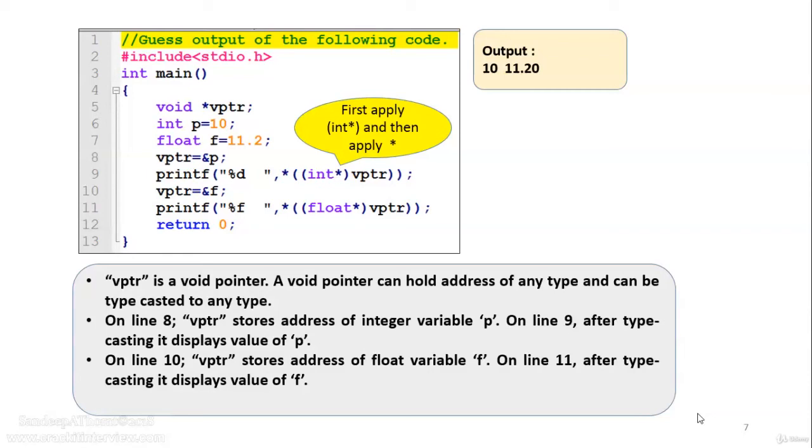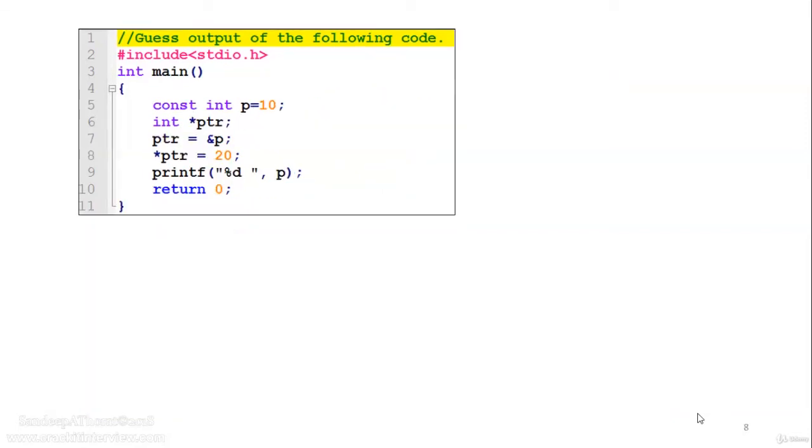Let's move to the next example. See the code carefully and gauge the output. In the program there is a constant integer p, and there is an integer pointer ptr which is pointing to variable p. Then on line number 8 we are writing the statement star ptr is equal to 20, and the value of p is displayed on line number 9. So what will be the output of this program?